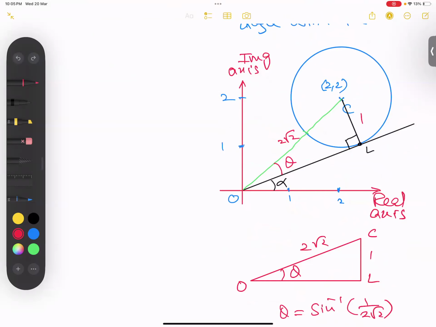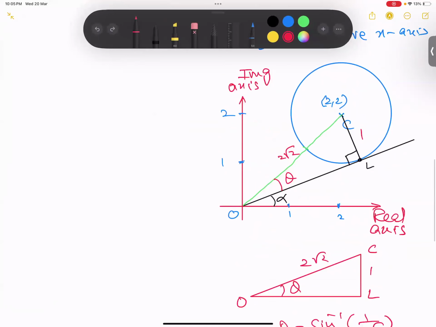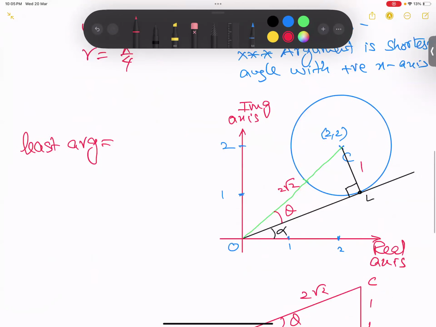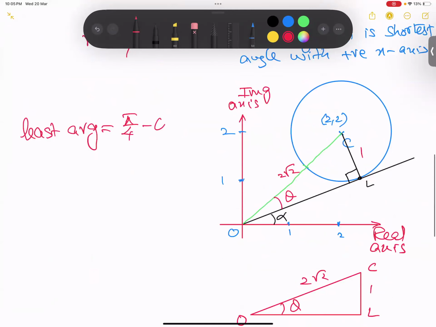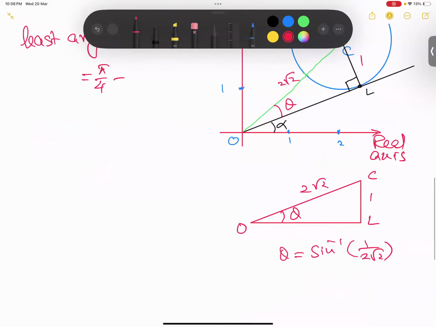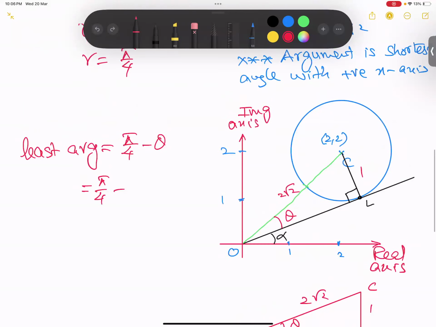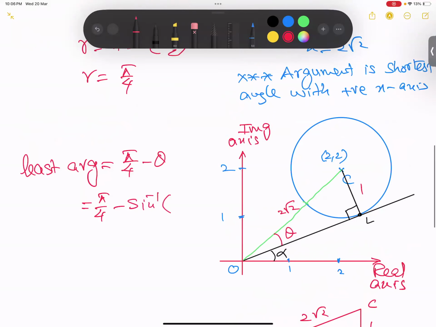So the least argument, I'm going to write now. The least argument I'm looking for is, the full angle is pi by 4, so pi by 4 minus theta. Pi by 4 is this, and theta is what I just found here. So sine inverse 1 over 2 root 2. And if I type it in the calculator, I will get the least answer. I believe this point is clear.